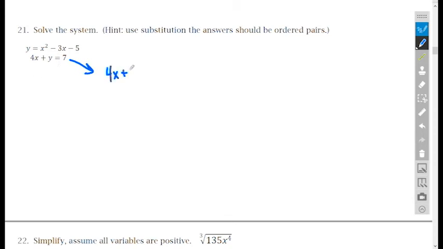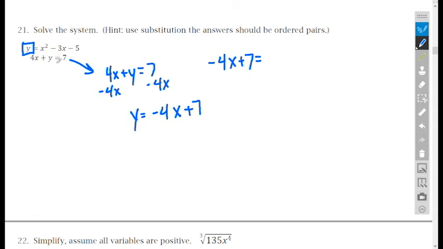Okay, so 4x plus y equals 7. So I will subtract 4x. So y is equal to negative 4x plus 7. Okay, so what I can do is I can replace the y in this first equation with negative 4x plus 7. So I'll replace the y in the first equation with negative 4x plus 7, and then the other side will just still be x squared minus 3x minus 5.